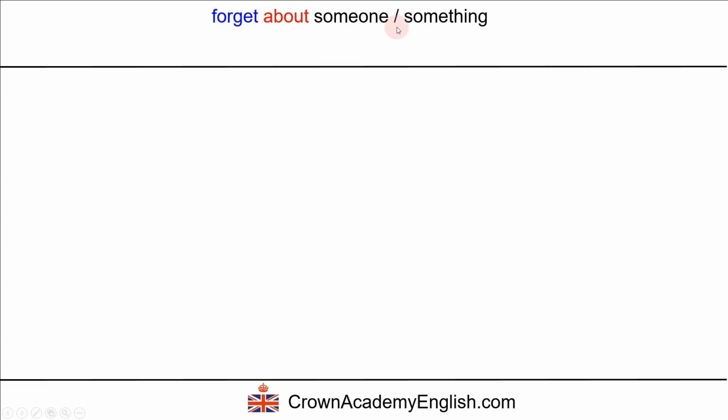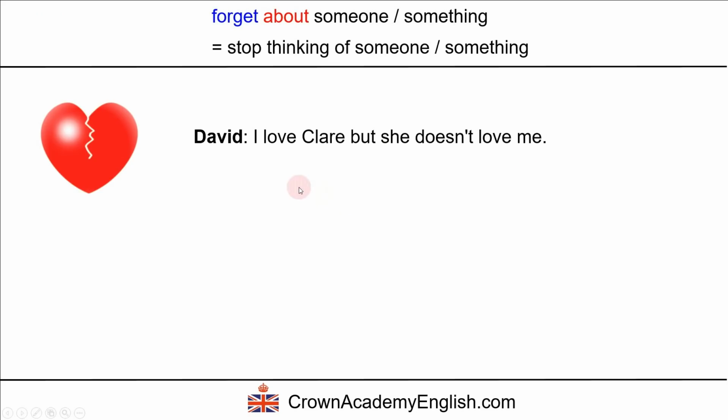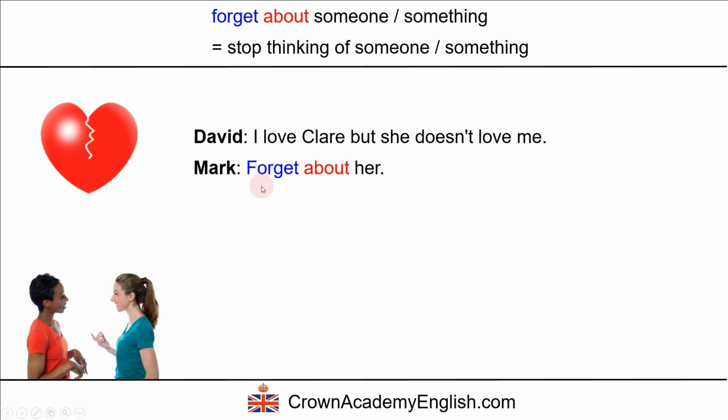Forget about someone or something. This means to stop thinking of someone or something. David says, I love Claire, but she doesn't love me. Mark gives some advice to David, and Mark's advice is forget about her. Okay, so stop thinking about her. And here we have the verb, and here we have the preposition.